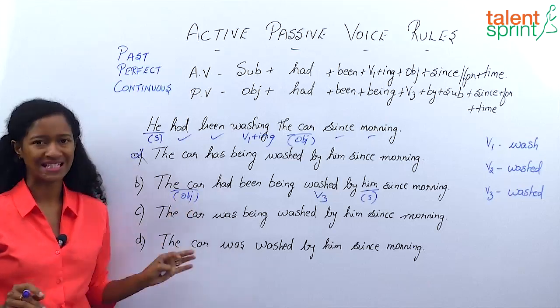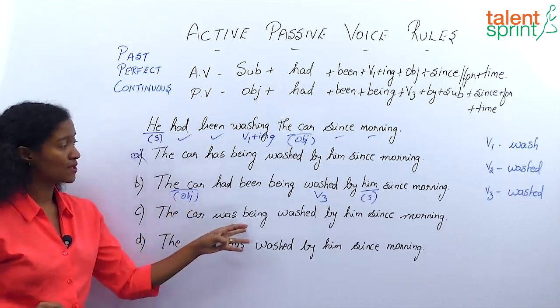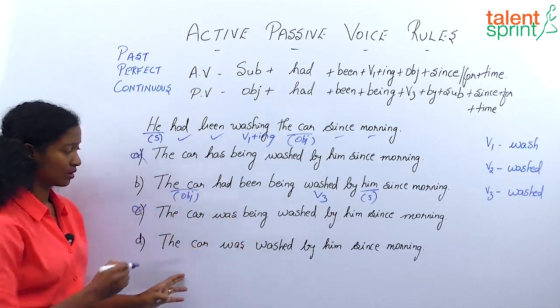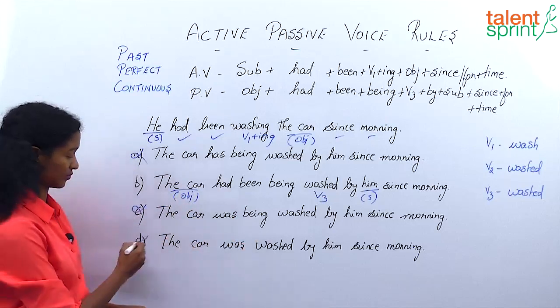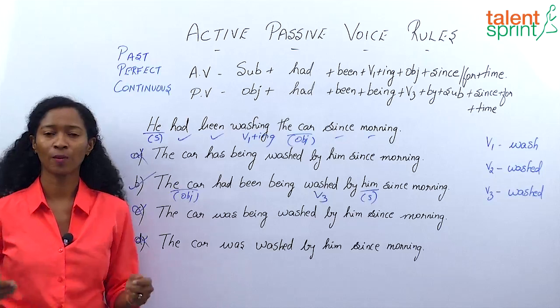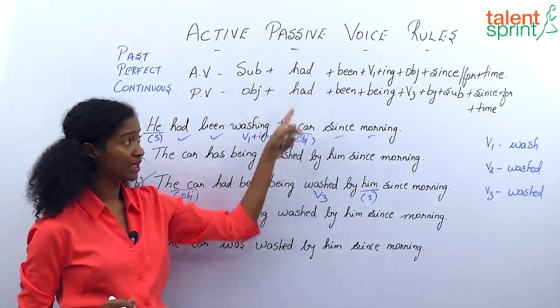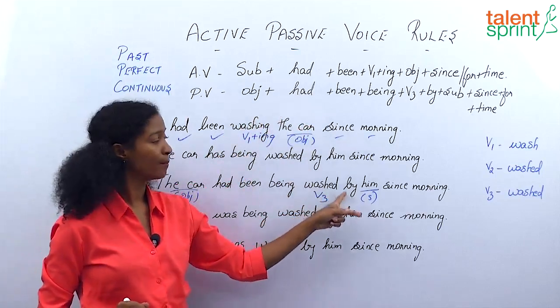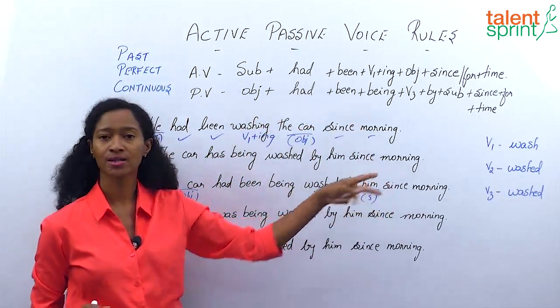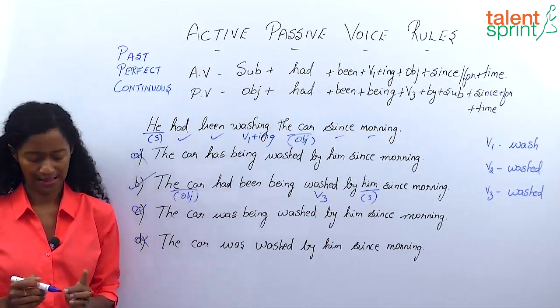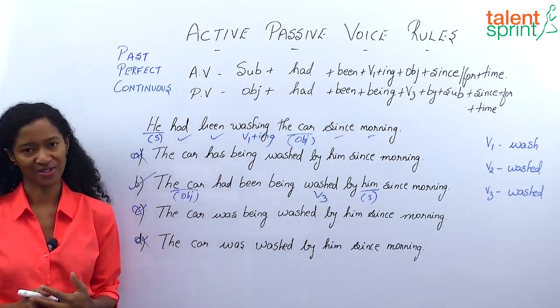Let's quickly look at C and D too. The car was being, incorrect. The car was washed, incorrect, right? So our answer is option B. The car had been being washed, verb 3, by him, our subject, since morning. And that's our answer. Let's move on to future perfect continuous tense.